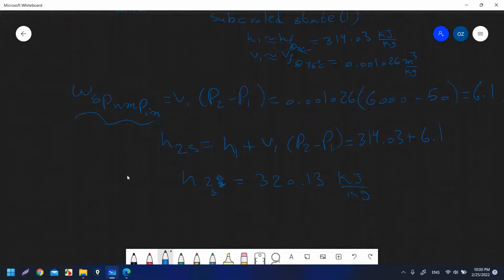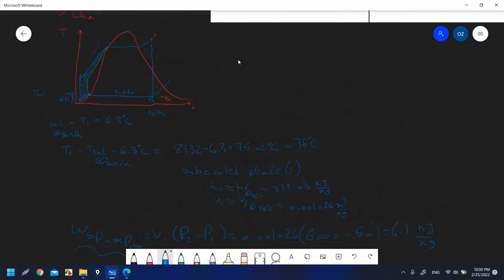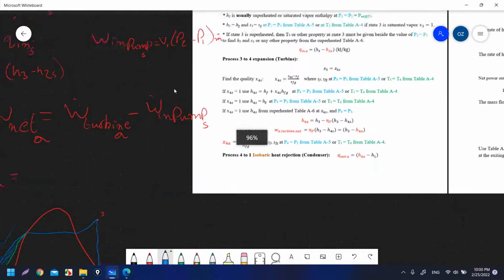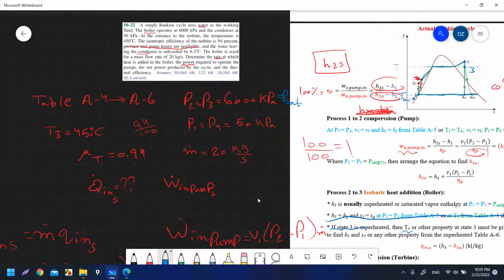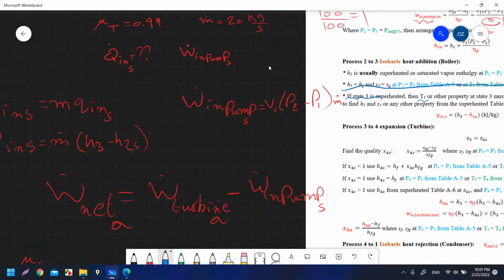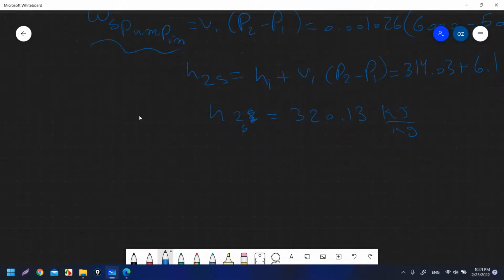And now I want to find H3. Nothing is mentioned about it being saturated vapor, so I will ignore this line. Okay, so I will need to check if it is superheated or not. So let's check using table A5 with the pressure given in the question, and T3 is given in the question. Okay, nice.